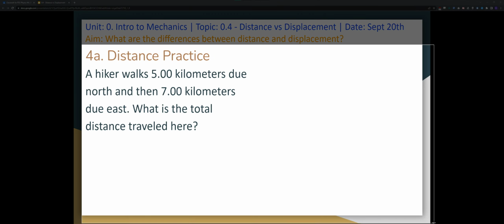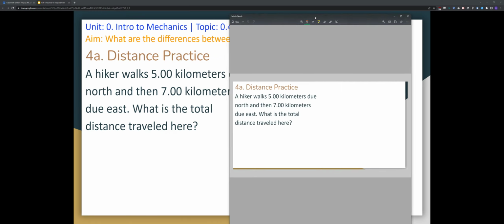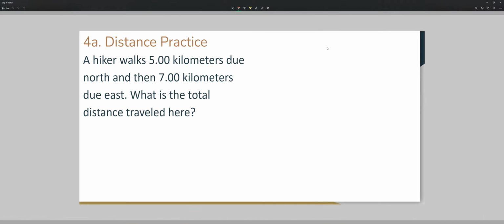So let's do 4A. A hiker walks 5 kilometers due north, 7 kilometers due east. What is your total distance traveled here? 5 plus 7 gives you 12 kilometers. That's your total distance. Done. You need to show work though.